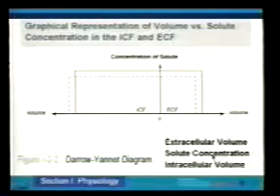Now, we mentioned this earlier. If solute concentration increases, if body osmolarity increases, your cells shrink. On the other hand, if solute concentration decreases, if sodium concentration decreases, then your cells swell. So intracellular volume depends upon the concentration of solute.